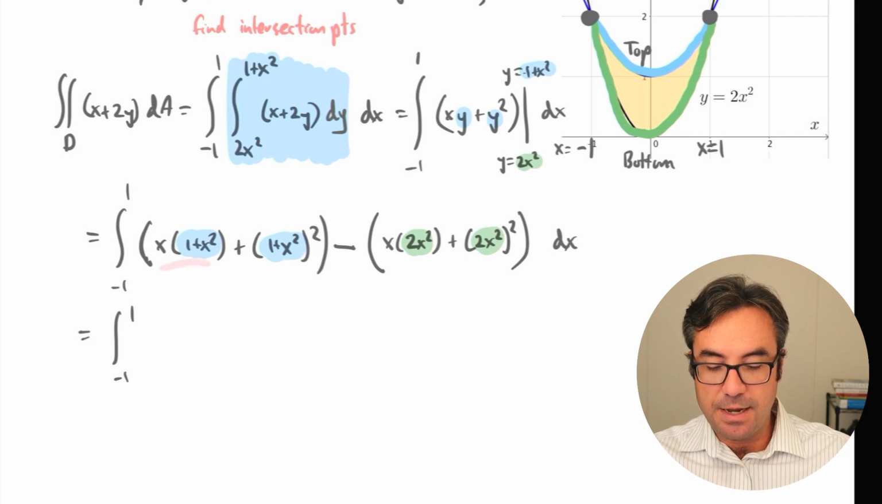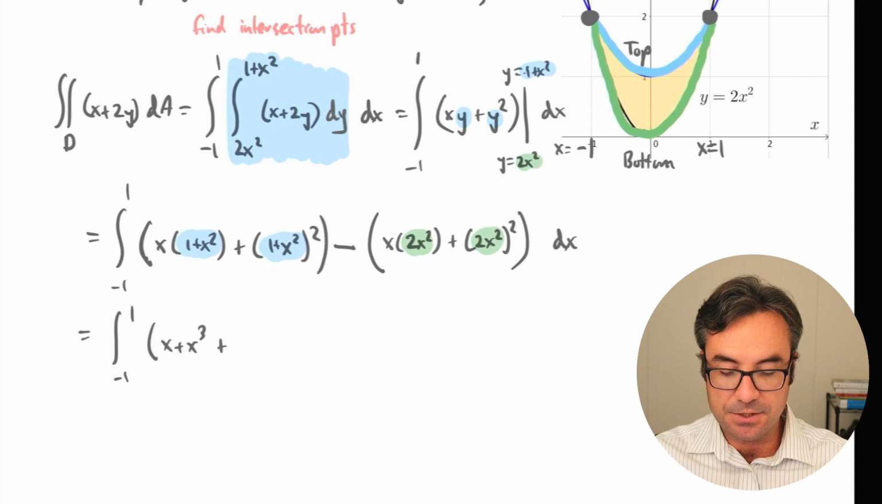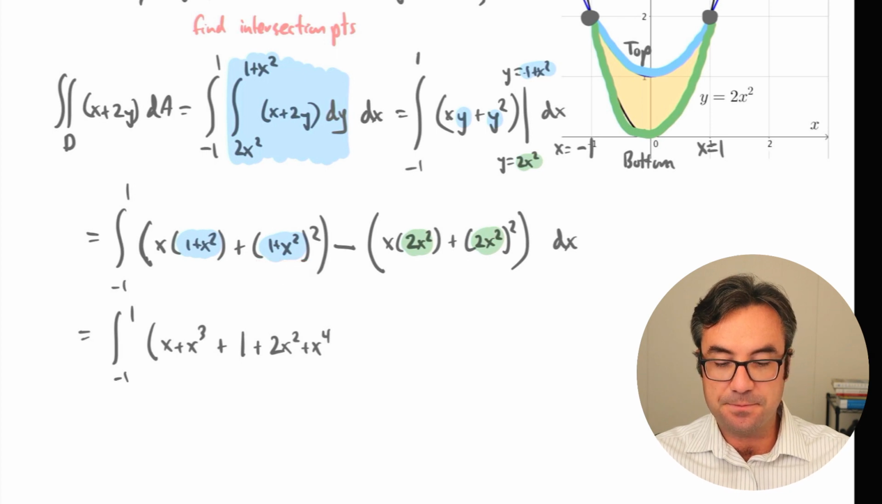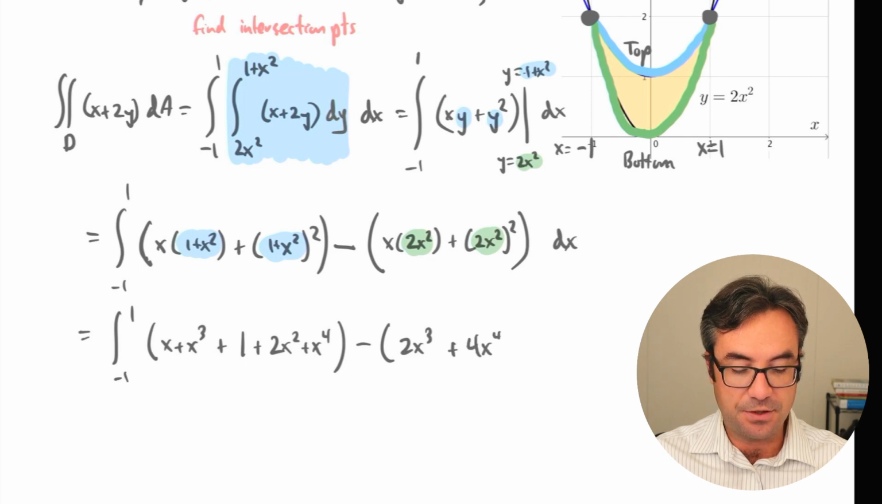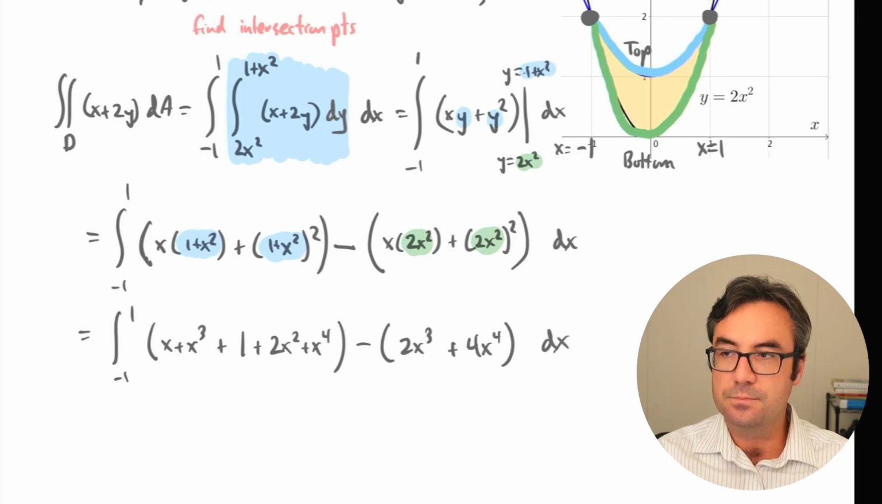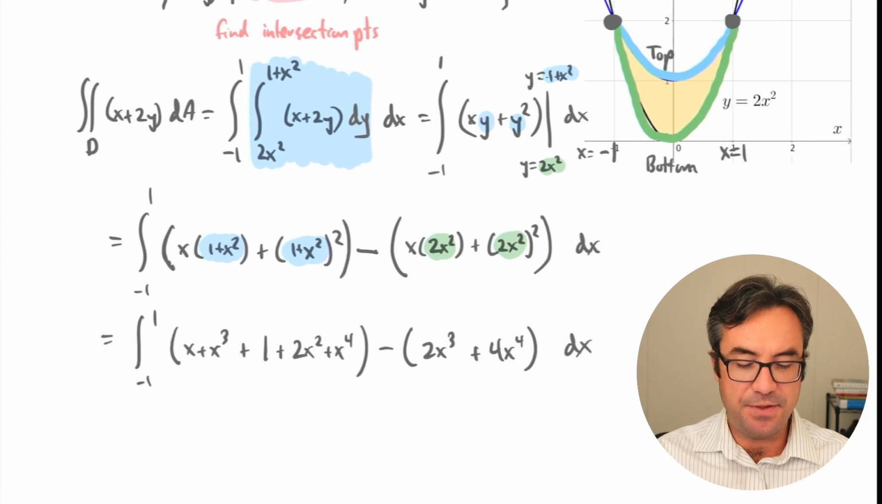So over here, we're going to end up with x plus x cubed plus 1 plus 2x squared plus x to the fourth. When we multiply all this out, then we're subtracting, and we have a 2x cubed plus 4x to the fourth. We keep simplifying this down.